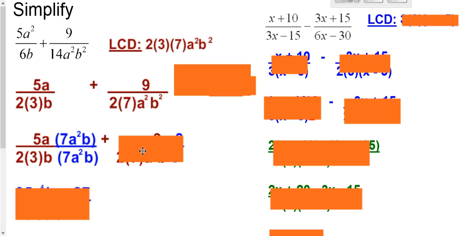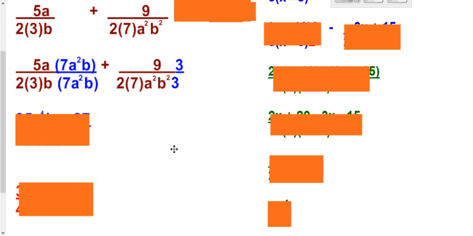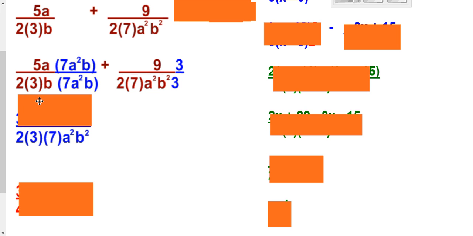Multiply the bottom by that, and we multiply the top by that because it's multiplying by a special form of 1. Taking a look at the next one over here, we need to have a 3 showing up on this one so that we can have our common denominator. So multiply the bottom by 3, multiply the top by 3. So we do that. We could write this as one fraction over our common denominator.